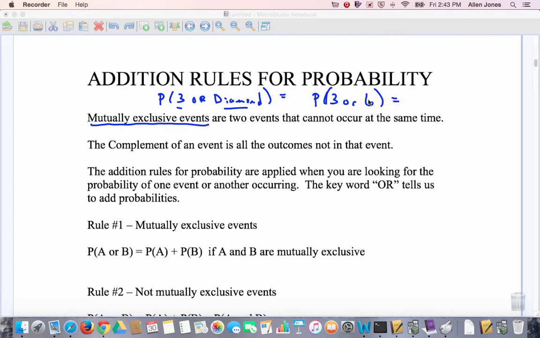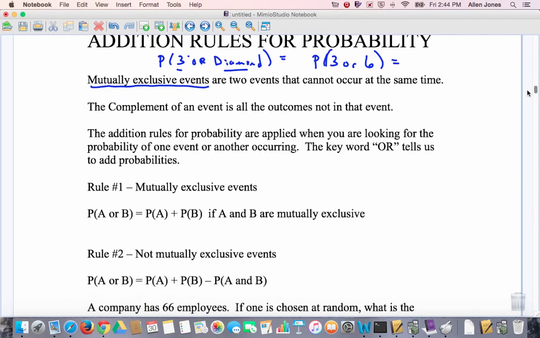Okay, mutually exclusive means they can't occur at the same time. Not mutually exclusive means they can occur at the same time. So a card can be a 3 and a diamond, hence the 3 of diamonds. Okay, so that's a brief explanation there of what mutually exclusive events are. So one more time, mutually exclusive events are two events that cannot occur at the same time. We've already talked about the complement. That's simply our 1 minus our regular probability. But the addition rules are stated right here.